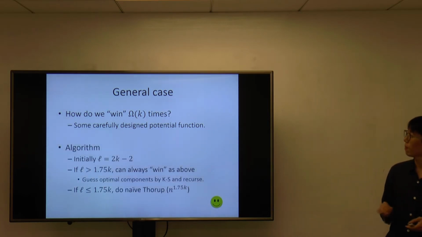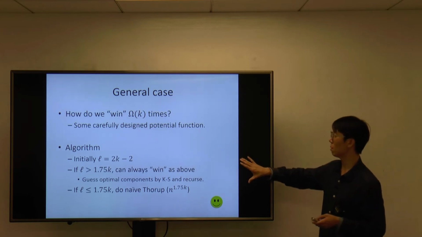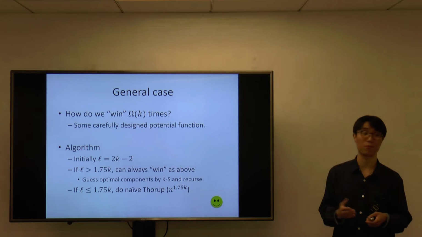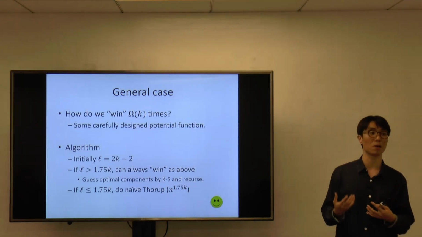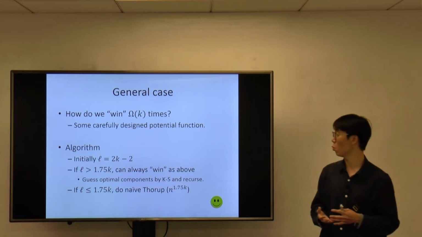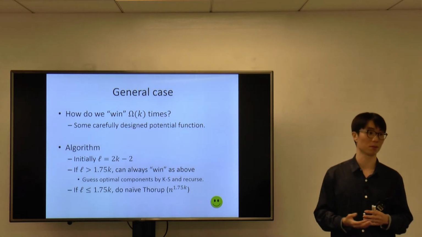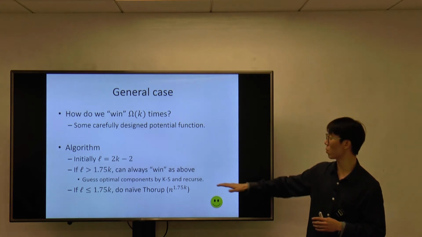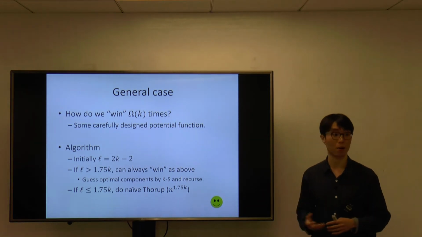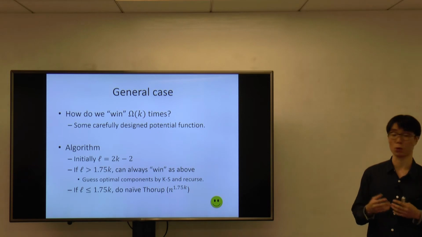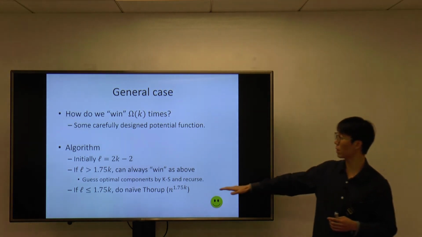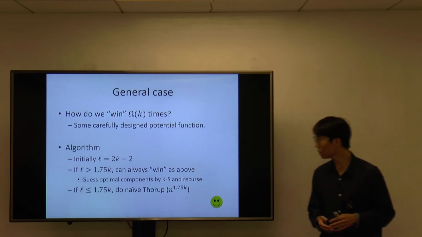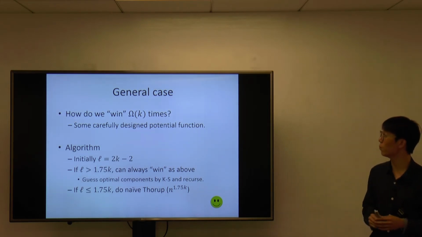And make sure that this argument is robust. At the end, the algorithm is that initially L is 2k minus 2, and if L is greater than 1.75k, then these arguments can be made robust, and we can always win as above. We can save n to the epsilon every time. At this point, we can guess one optimal component the Karger and Stein way and recurse to smaller k. And if L is already less than this much, then we can just do the naive Thorup's argument. So this was for k-cut.